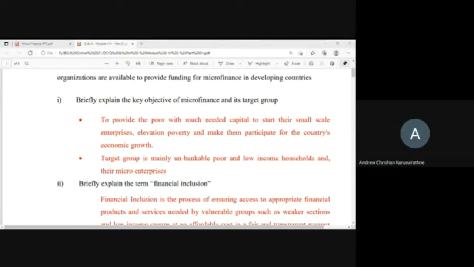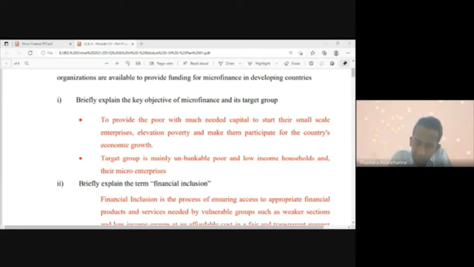Just want to know, when answering, when you say "briefly," if we write it in point form, will it be an issue for us? That is more than enough. When you say "discuss briefly" or "explain," we are supposed to answer the question in point form. Here, in these suggested answers, he has given several points: provide the poor with much needed capital to start the alleviation of poverty, participate in the country's economic growth, like that. 1, 2, 3, 4, 5, that is very much fine.